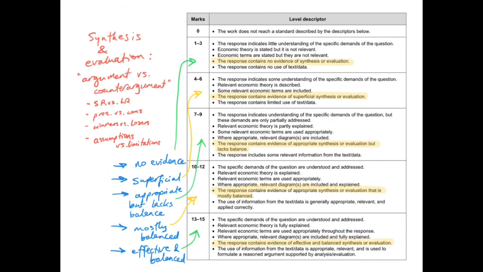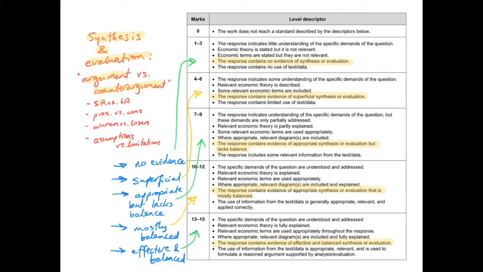The next skill you're being assessed on, the fifth skill, is synthesis and evaluation. Your ability to synthesize, discuss, and evaluate. This is basically the whole argument versus counter-argument framework that I spoke about in the Paper 1 Part B video. Okay, so what's the argument versus counter-argument framework?